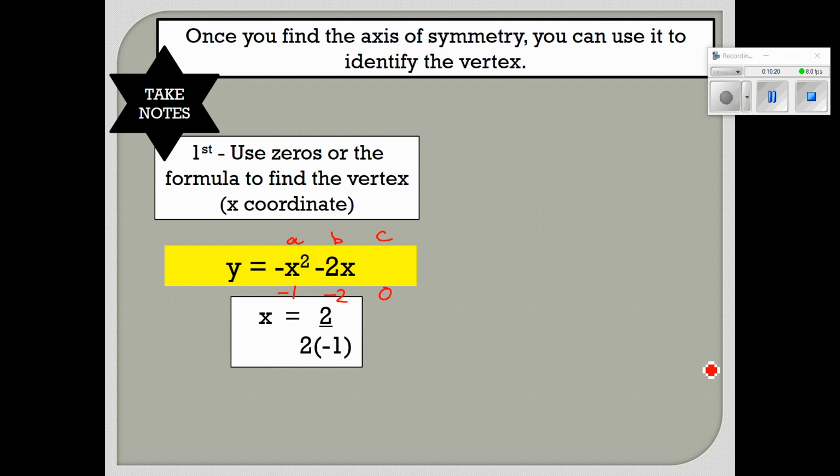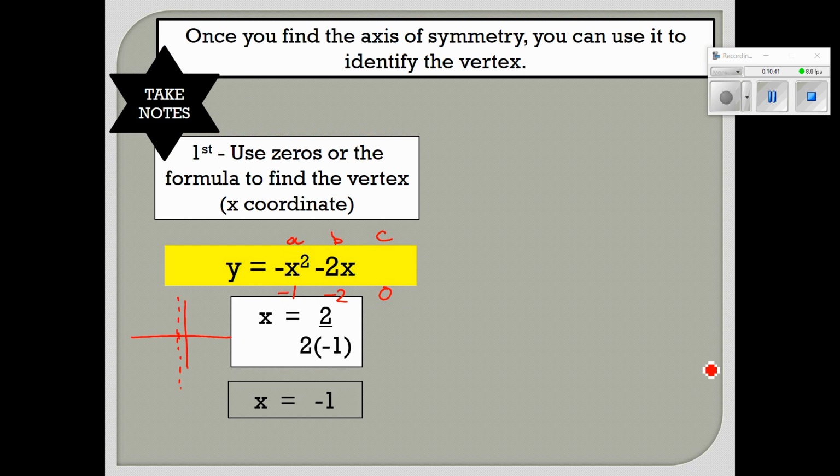So to do our -b over 2a, the opposite of the b would be a +2. And divided by 2 times a, which is -1. So we have 2 divided by -2, which is a -1. So we know now that the axis of symmetry would be right here at -1.